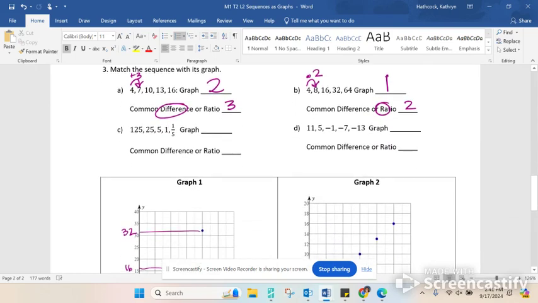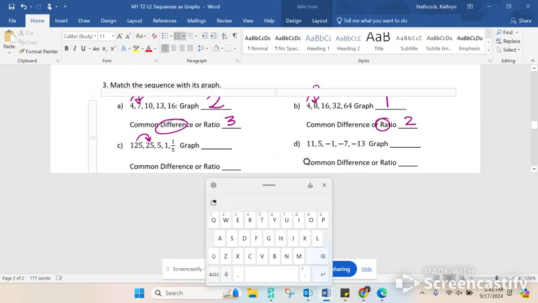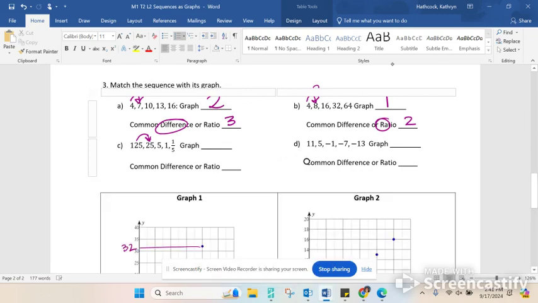Then I have 125, 25, 5. Ooh, this one's a little bit tricky. So if you're looking at this, you're seeing that it's decreasing, but I know that if I'm decreasing, I still have to multiply by something. And in this case, I can find my common ratio. I take my second number divided by my first number. So my second number is 25 divided by 125. If you put that in your calculator, it's going to give you 0.2, which would be a fraction of 1/5.